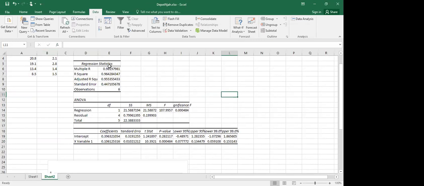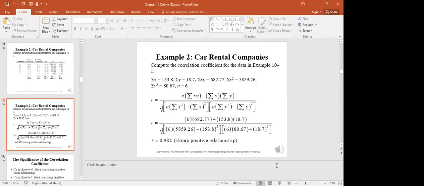So the correlation coefficient R is here. Multiple R is the correlation coefficient, which is 0.98. We will go back to the PowerPoint to compare our results with what is obtained from the formula. So you will see R is 0.982, which depicts a strong positive relationship.